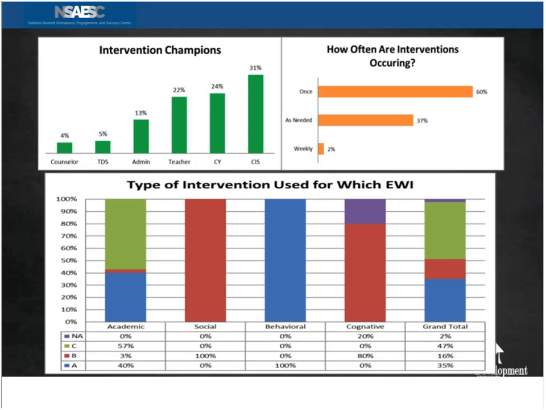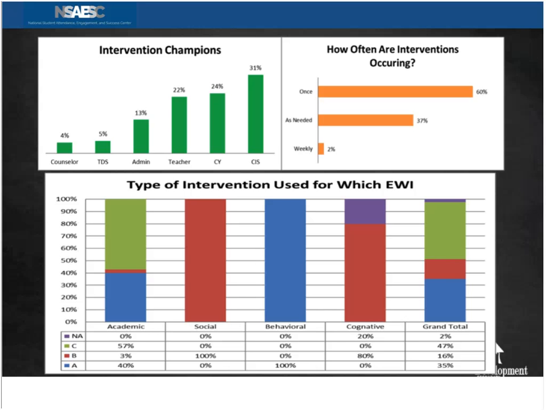So this is a way to gauge and look at, out of all the interventions that you're assigning, how often are they being done? Again, looking at the intervention champions, who was the person or people or organization responsible for the majority of the interventions that we assign to students? And again, this is a good way to see, are we overutilizing certain staff or certain organizations where the workload could be spread out? So it starts to generate a lot of different questions and aha moments at times.